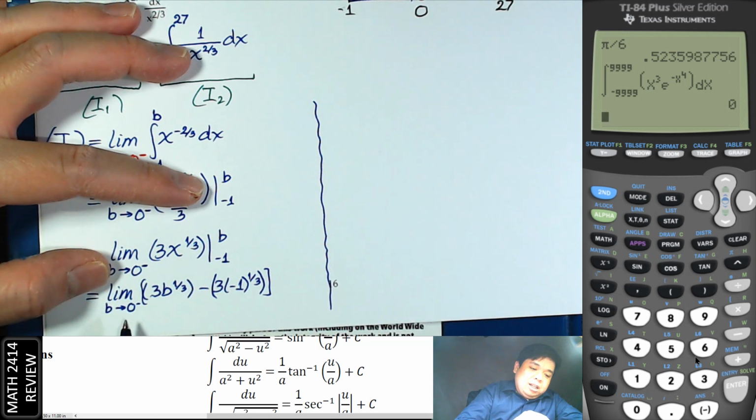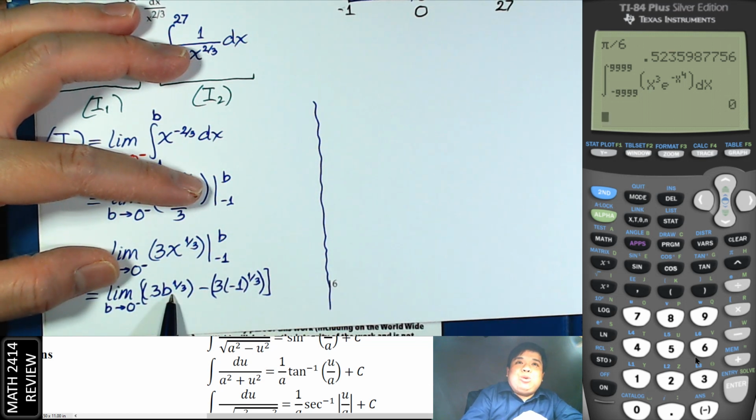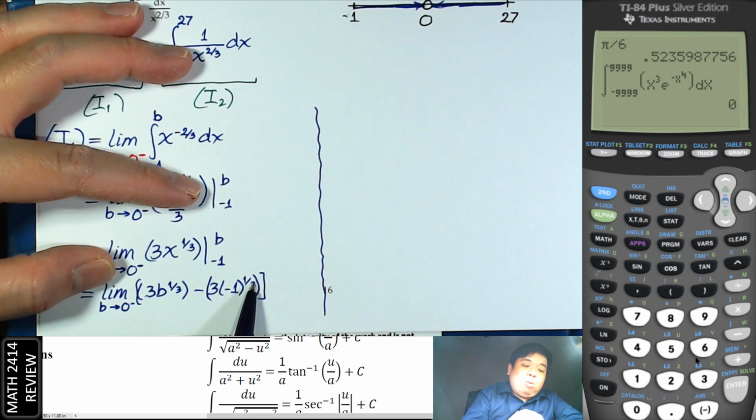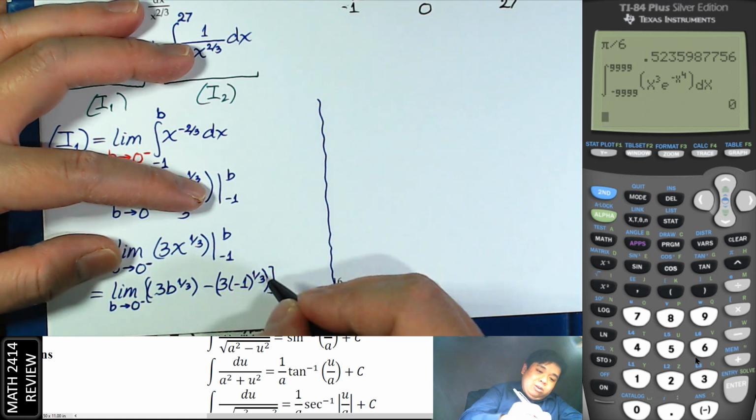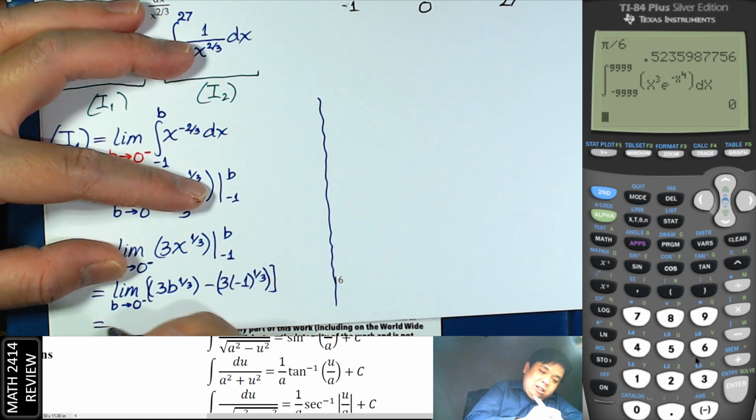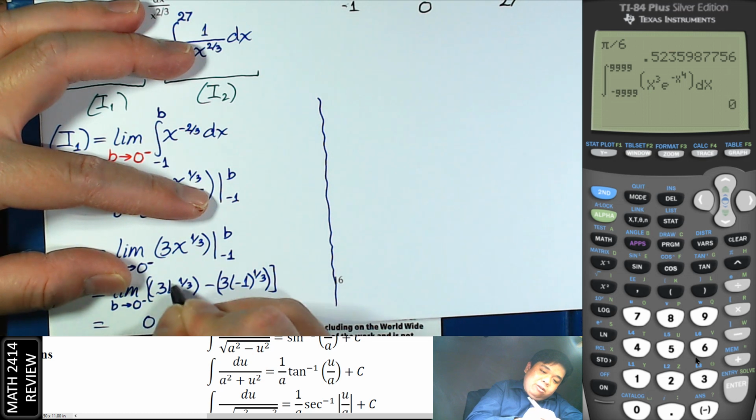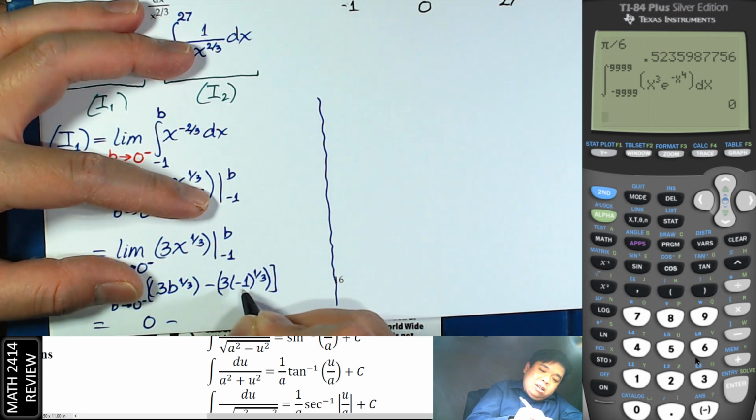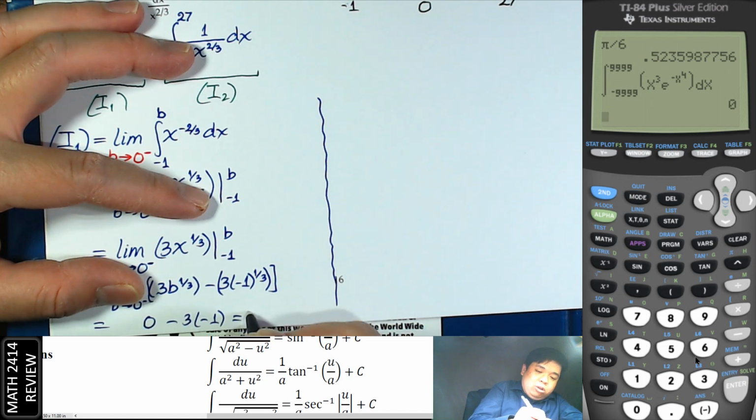Now the rest is easy. 0 to the 1/3 is 0. -1 to the 1/3 is -1. So we have 0 for that, and -3 times -1, so this is +3.